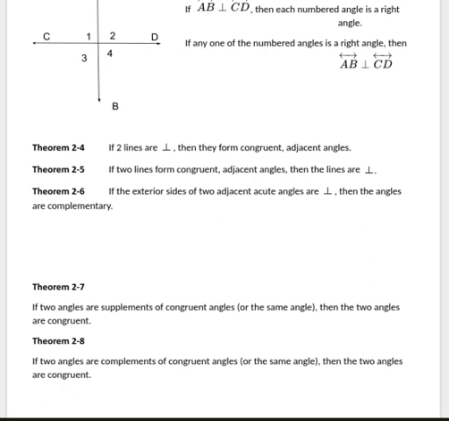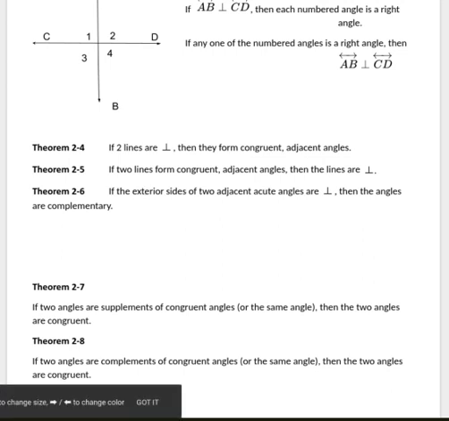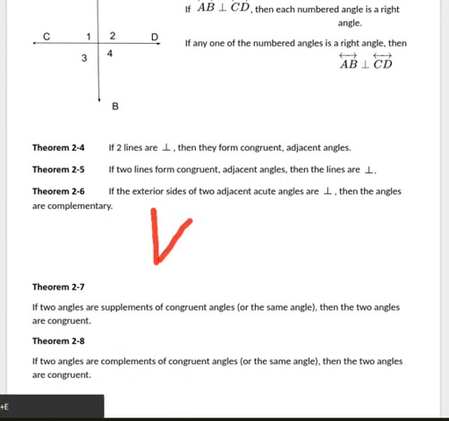Theorem 2-6 says if the exterior sides of two adjacent acute angles are perpendicular, so let me draw two adjacent angles, they're sharing a side. We have two adjacent acute angles. If we know that their exterior sides are perpendicular, then those angles are complementary. And we just reviewed yesterday that complementary angles are two acute angles that add to make 90 degrees.